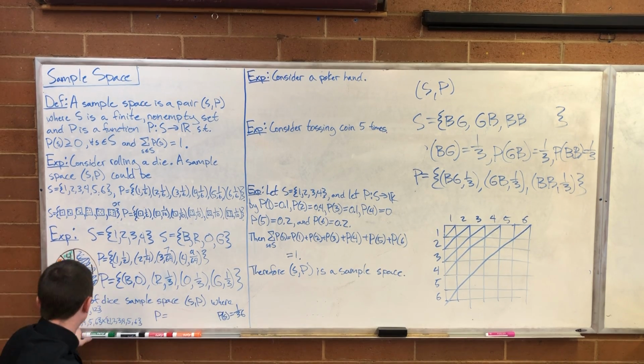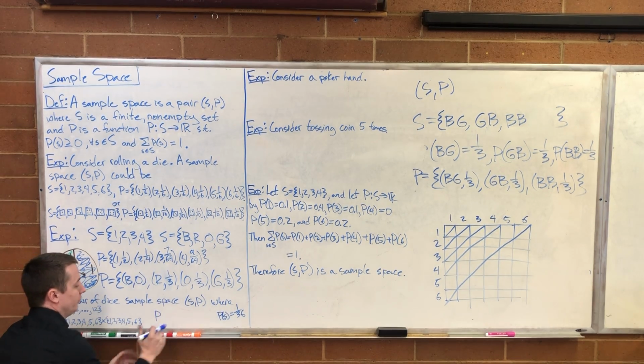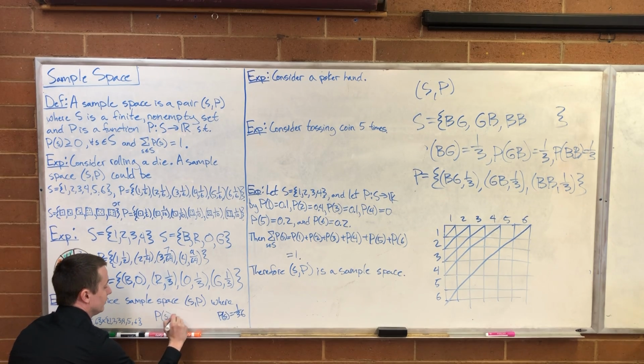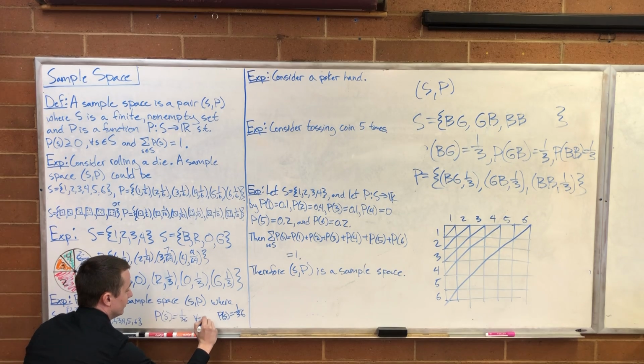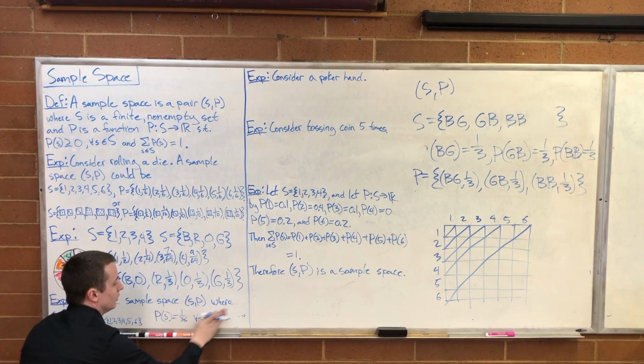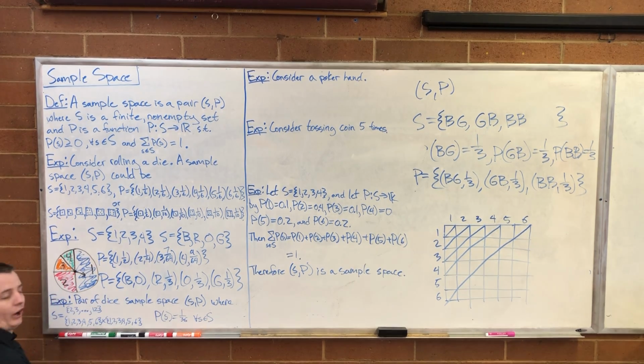But if we use this sample space, then our probability function is just P of s is equal to 1 over 36 for all s in S. Right? Okay. And this is the natural one to use.